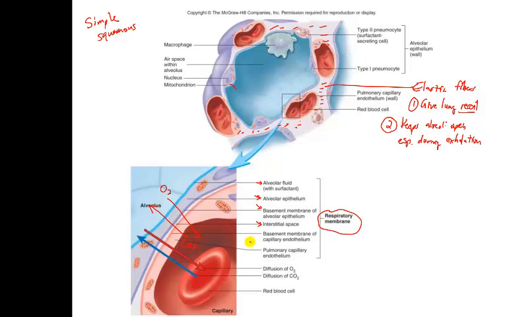The first thing we hit is the basement membrane of the capillary endothelium. The capillary is lined by a simple squamous epithelium, and like any epithelium, it needs a basement membrane. So here's the basement membrane for that. And then we go into the endothelial cell. We have to go through that squamous cell. And then we're there. That's it. Now we're in the blood.